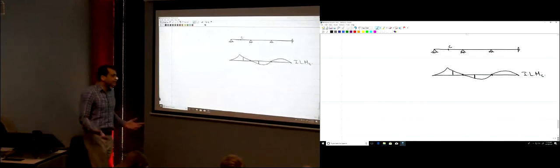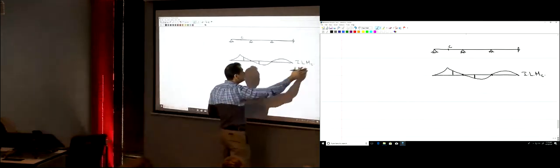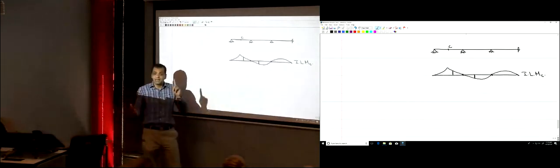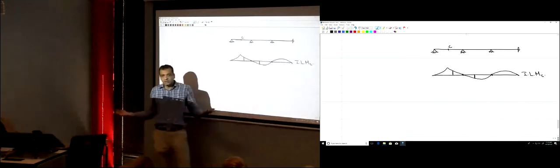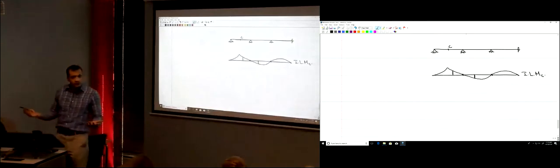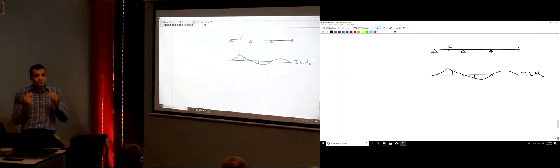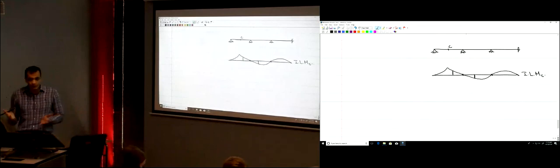MC, again, because it's the influence line of MC. When a unit load, again a unit load, is at this point, that's what this height represents. So any height here represents MC when a unit load is standing at that point.